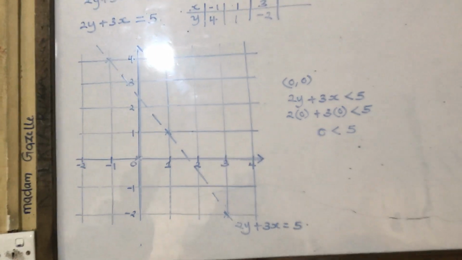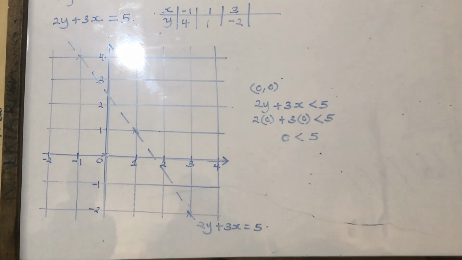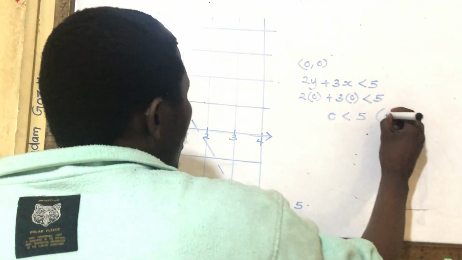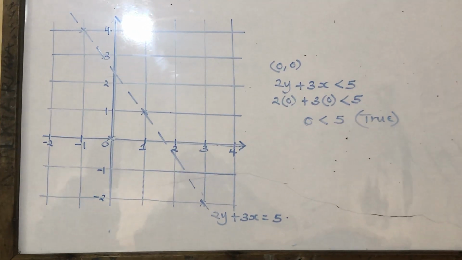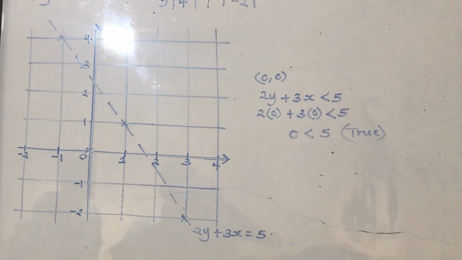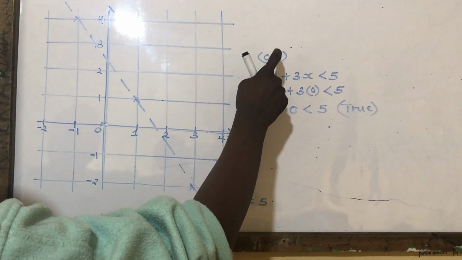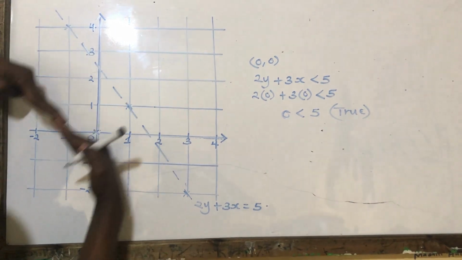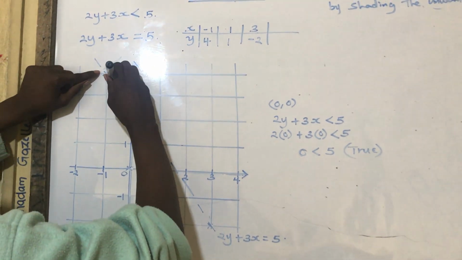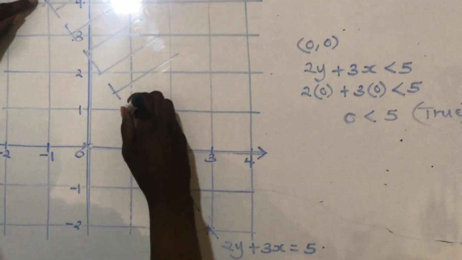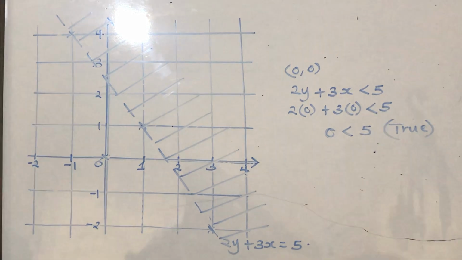Then ask yourself a question. Is it mathematically true or false that 0 is less than 5? It is mathematically true. It is true that 0 is less than 5. So if it is true, what does this imply? This implies that the region where 0, 0 is coming from, this other side of the line, satisfies the inequality. So this will be called the wanted region.